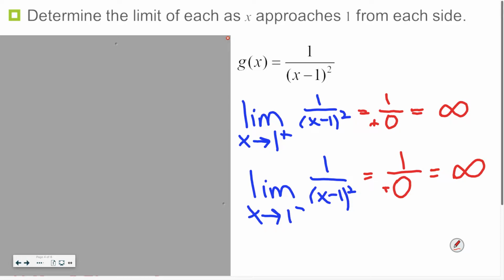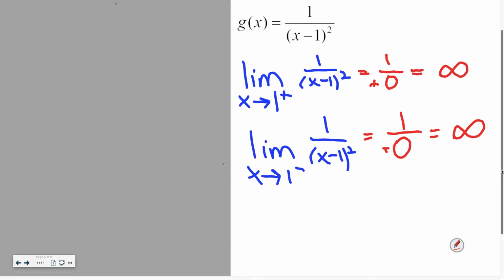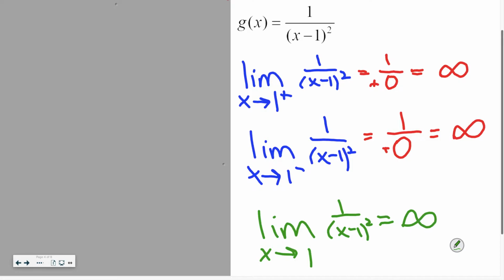Now, this was Brinley's question: what happens if these match? Well, we can now say that the limit as x approaches 1 of this function is infinity, because both the right and the left side have similar behaviors. What do you think about that?